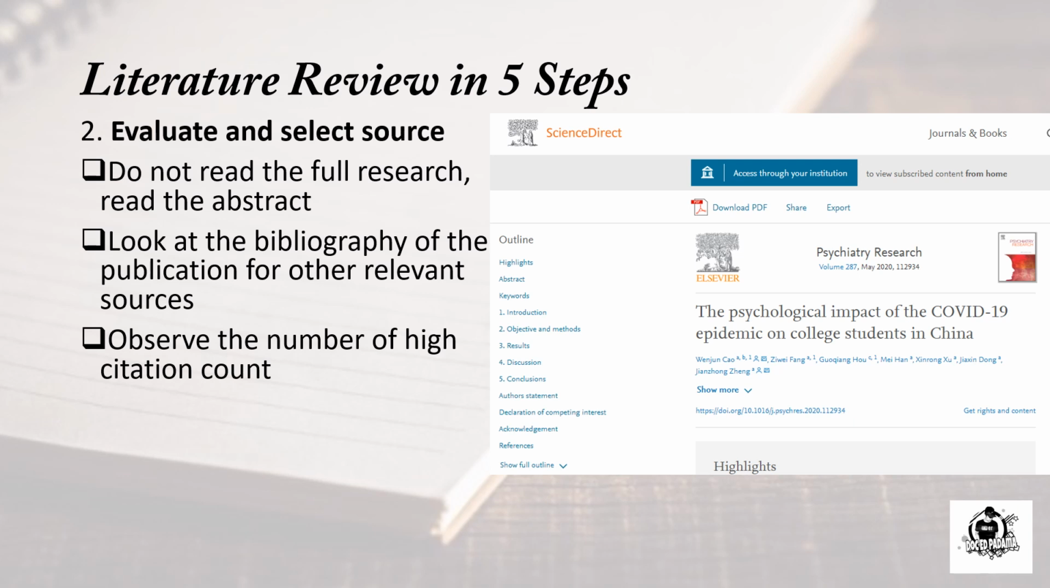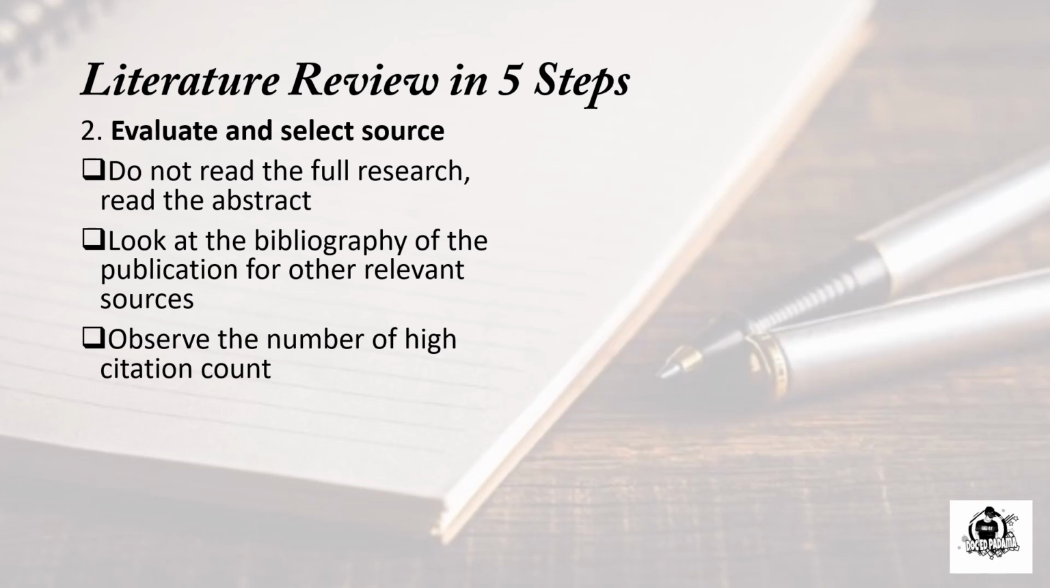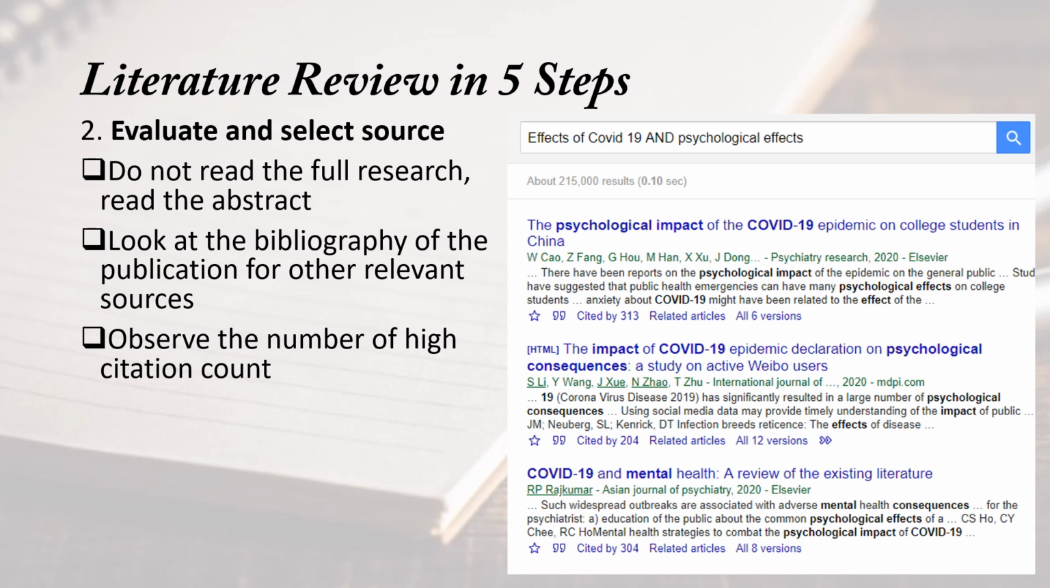So this is an example of the outline of a literature review wherein you can already see on the left side of that screen abstract, and then at the bottom you will be able to readily access references. This is from Science Direct. And then on the last part, which is observe the number of high citation count, on this screen, when you search for effects of COVID-19 and psychological effects, at the bottom of each hit, you will see cited by 313. So this was cited in other research 313 times. And then you will also see the same citation hits on other references or literatures.